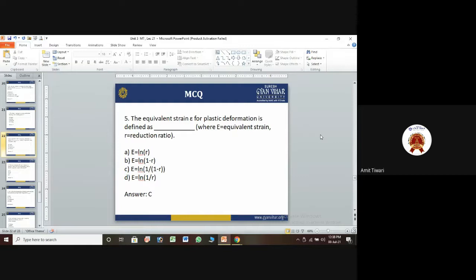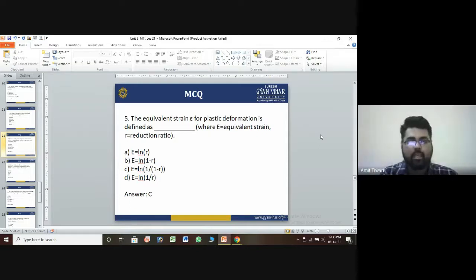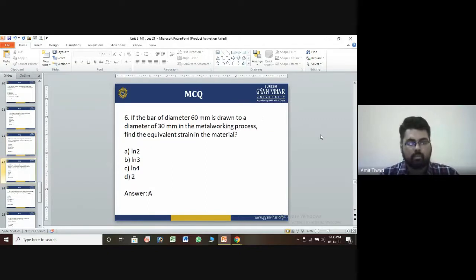Now the fifth question: the equivalent strain for plastic deformation is defined as dash, where e is equivalent strain and R is the reduction ratio. The options are: A, e = ln(1 - R); C, e = ln(1/(1 - R)); D, e = ln(1/R). The correct answer is ln of 1 divided by 1 minus R.